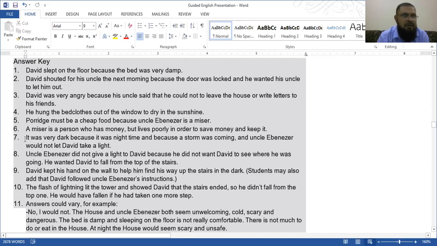Number 7, it was very dark. It was night time, and because a storm was coming, Uncle Ebenezer would not let David take a light. Number 8, Uncle Ebenezer did not give a light to David because he did not want David to see where he was going. He wanted David to fall from the top of the stairs.